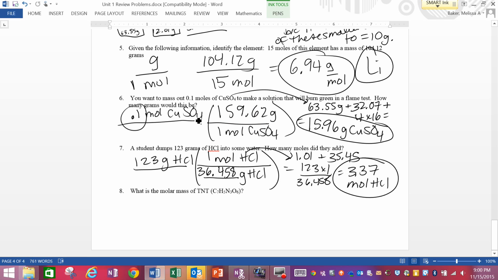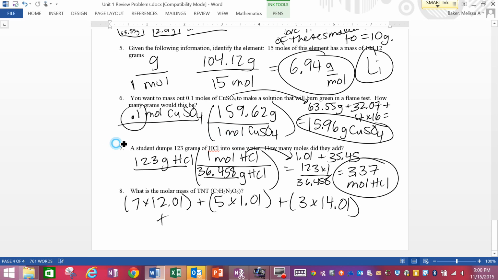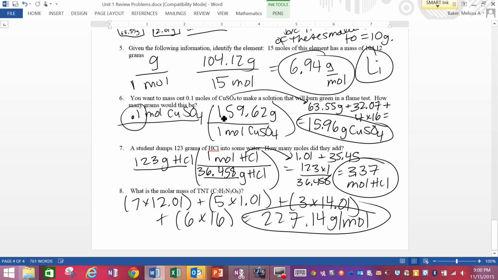Finally, the last question is just a lot of work. What's the molar mass of TNT? 7 times 12.01, that's the mass of carbon, plus 5 times the molar mass of hydrogen, plus 3 times the molar mass of nitrogen, plus 6 times the molar mass of oxygen. I got 227.14 grams per mole. Alright, good luck.